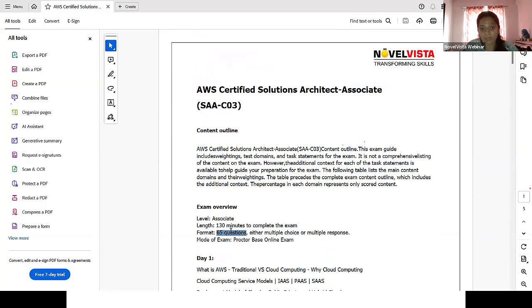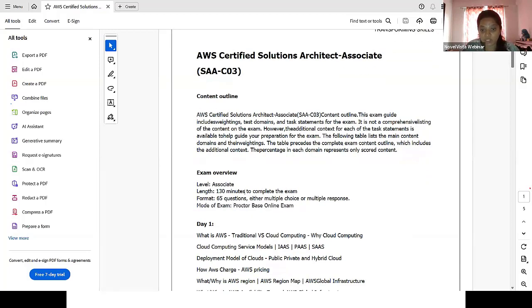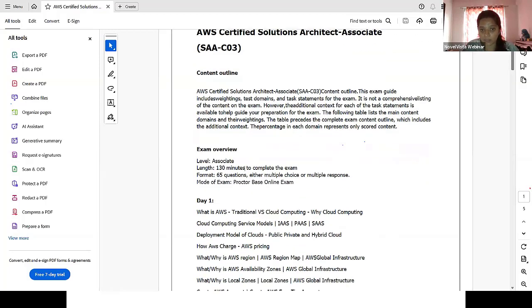There will be 65 questions for this examination, and the duration will be 130 minutes. The pattern will be MCQ: multiple choice questions or multiple response questions.